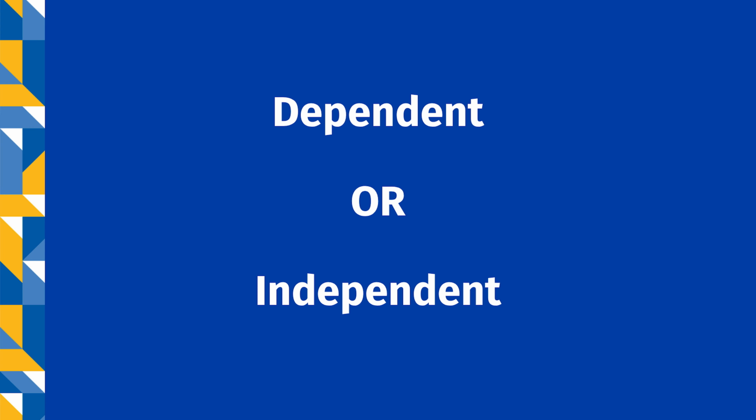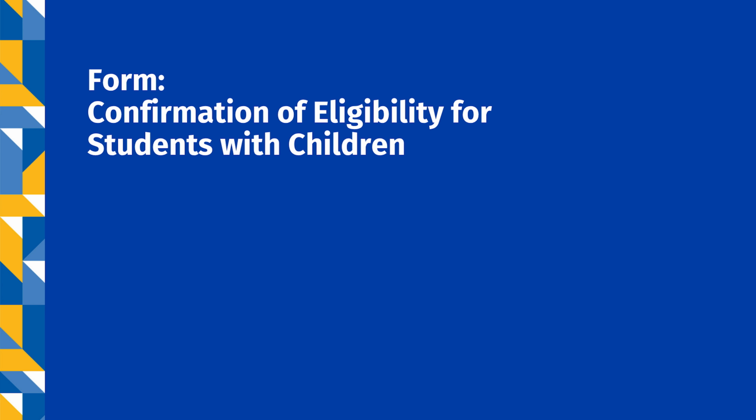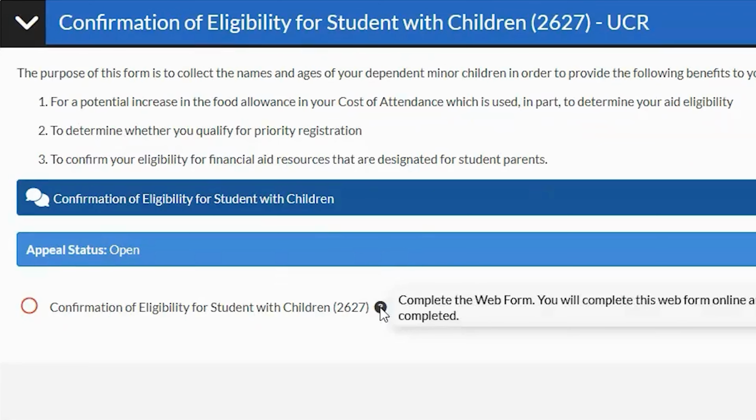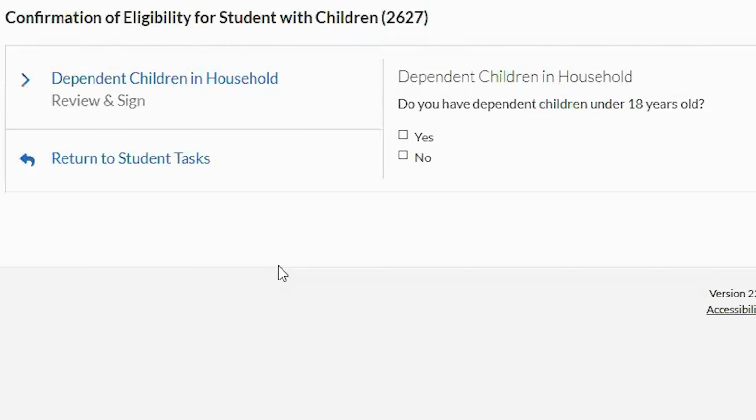If you are an independent student, then you will be asked to report your family size. You can include other family members if they will be receiving more than 50% of their support from you. For example, you as the student may have a dependent child or children. You will want to submit the confirmation of eligibility for students with children form so that we can confirm that you have qualifying dependents. The document serves as an official certification of a student's parenting status.